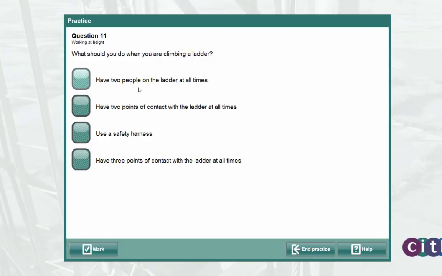What should you do when you're climbing a ladder? Have 2 people on the ladder at all times. Have 2 points of contact with the ladder at all times. Use a safety harness. Have 3 points of contact with the ladder at all times.